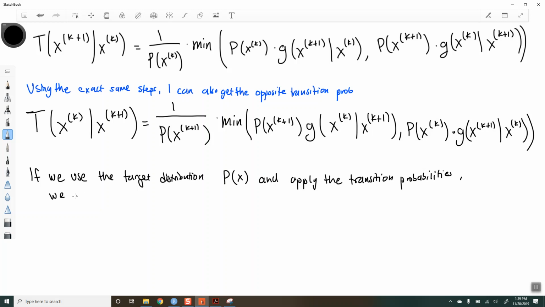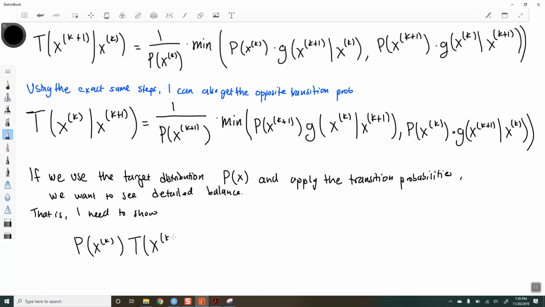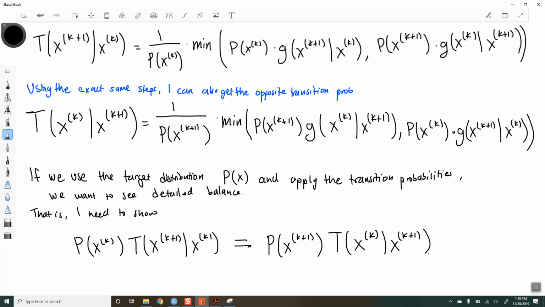Okay, we want to see detailed balance. You need to show that the probability of xk times the transition probability of going to xk plus 1, given that I'm at xk, is equal to the other thing, which is the probability of xk plus 1 times the transition probability of going to xk, given that I'm at xk plus 1. So that's what we have.